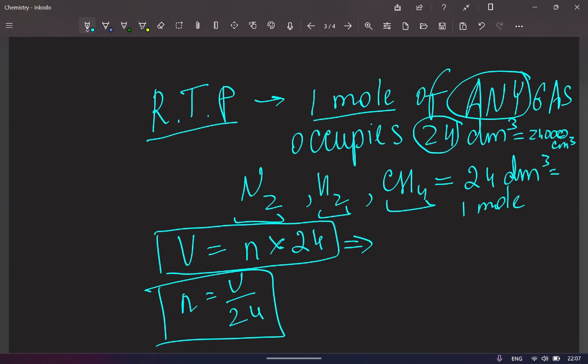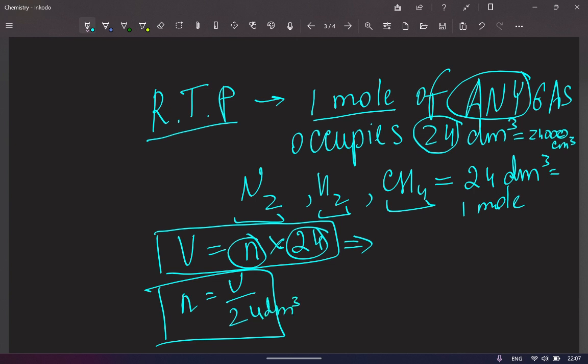And in this case, we're going to have a formula to find the volume at room temperature and pressure of any gas. We see that its volume equals the number of moles multiplied by 24, which is the volume of 1 mole of any gas at room temperature and pressure. And we can rearrange this equation to find the number of moles, which is going to be equal to the volume given divided by 24 dm cube.